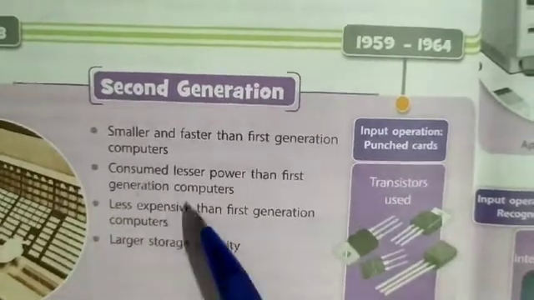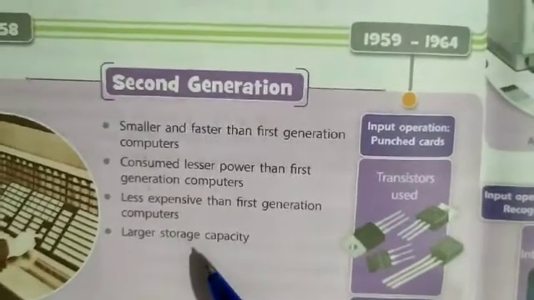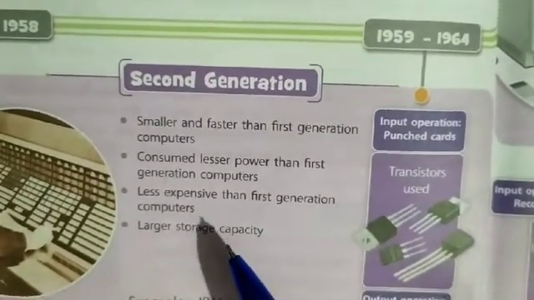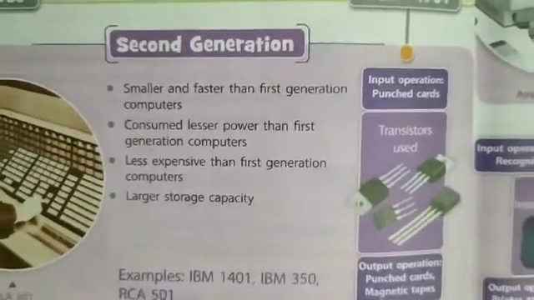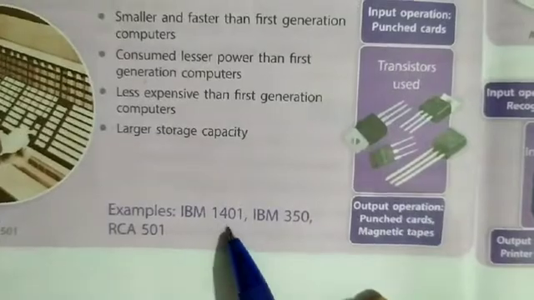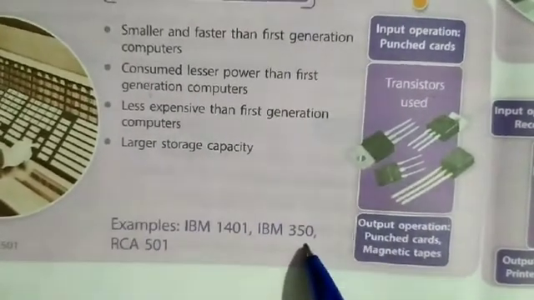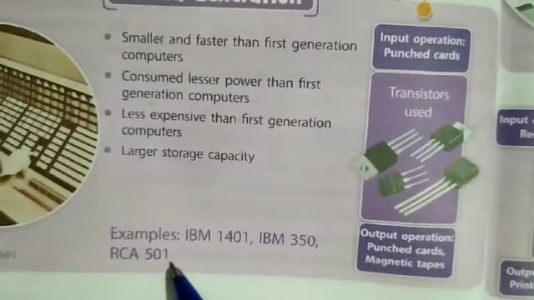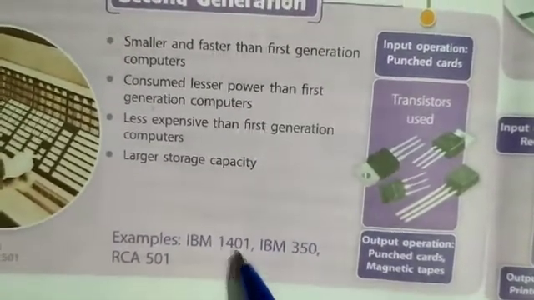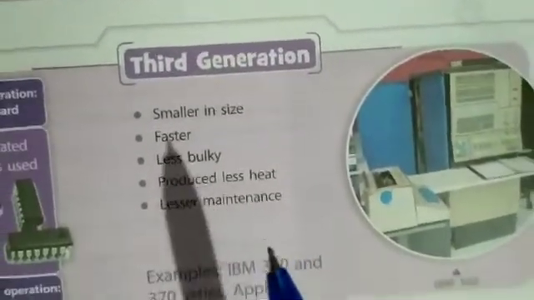It is not as costly as first generation computer, and the storage capacity of this generation is more than first generation computer. And the examples of second generation computer are IBM 1401, IBM 350, RCA 501. These are the examples of second generation computer. After this, third generation computer.